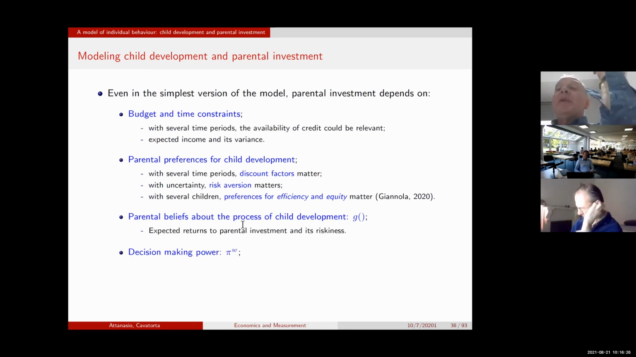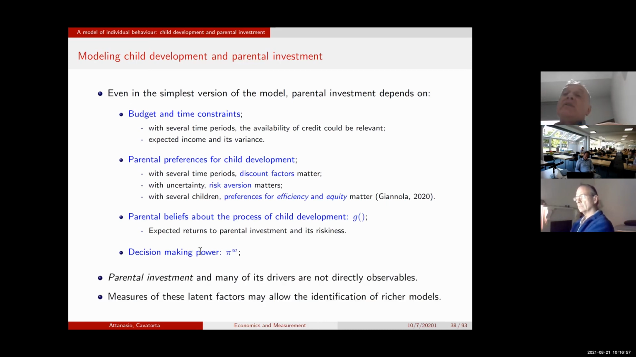And it depends on parental beliefs on the process of child development. So it depends on G rather than F. And so it might be the case that parents don't invest a lot because they think that the returns to that investment are very low, or maybe that investment is very risky. So that's an important factor. And finally, remember there are two people in the couple, and it's not clear who makes the decision. So it might depend on decision power.